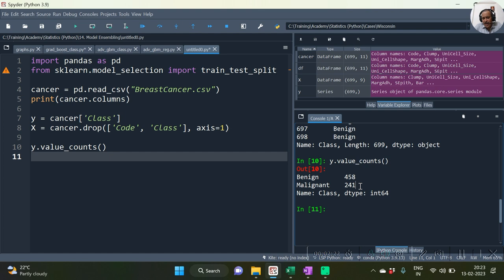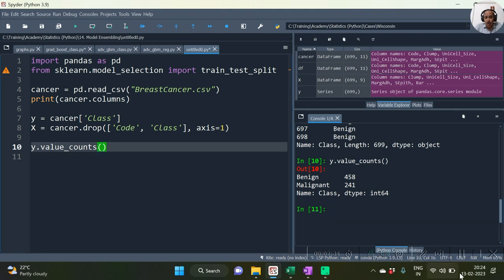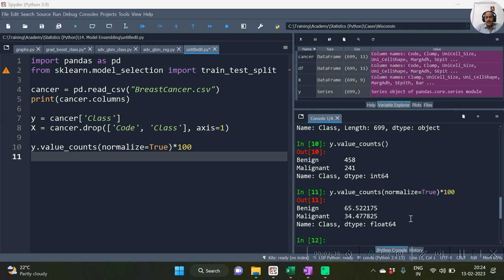Percentage-wise, if we try to find the prevalence, what is the percentage of benign values and what is the percentage of malignant values, we can see that with the normalize argument. Let us see that. So over here, percentage-wise, what we see is benign 65% and malignant 34%.